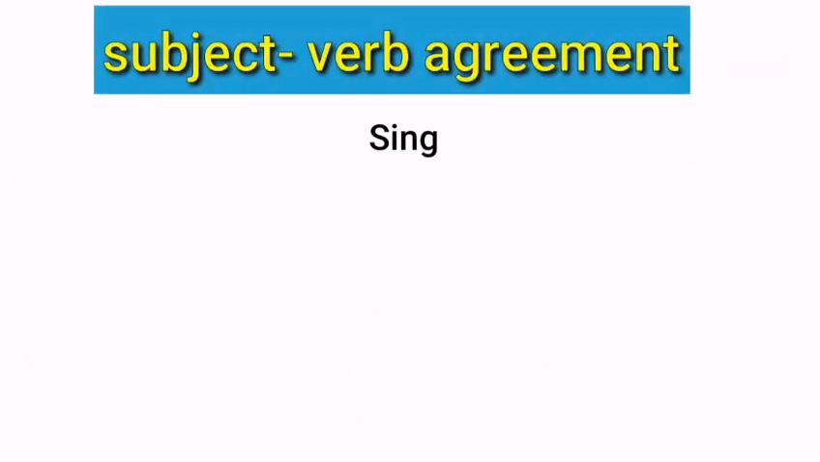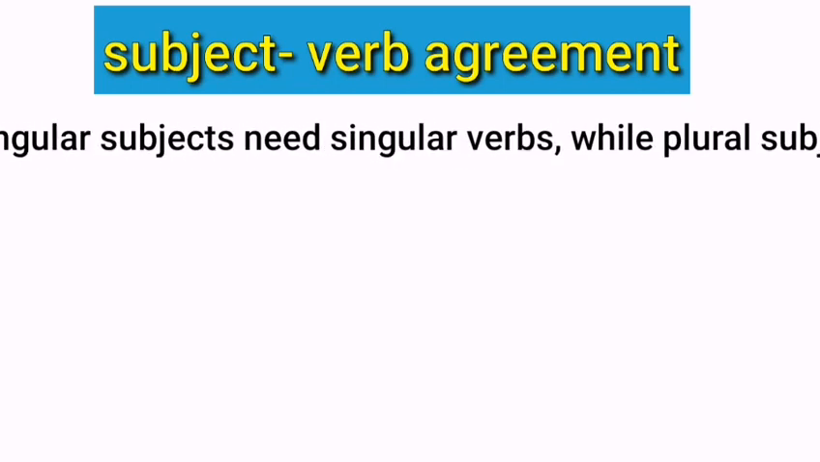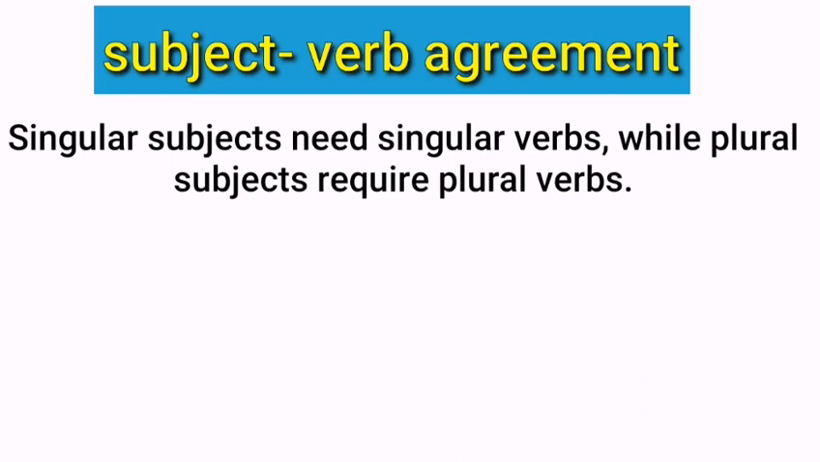Let's learn it one by one. Singular subjects need singular verbs, while plural subjects require plural verbs. This is one of the main rules: singular subjects will take singular verbs and plural subjects will take plural verbs. Just look at these examples.